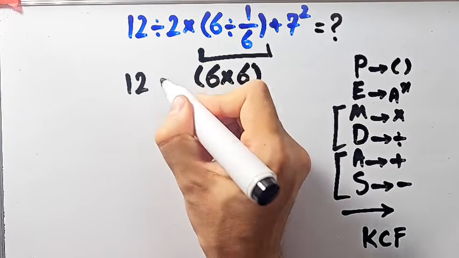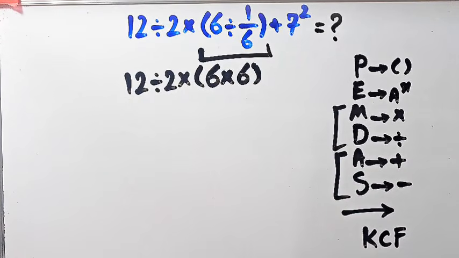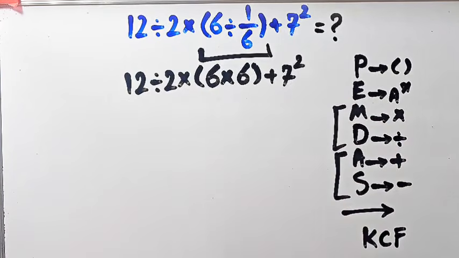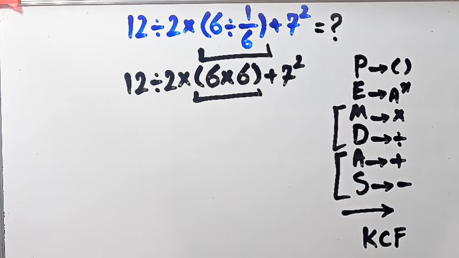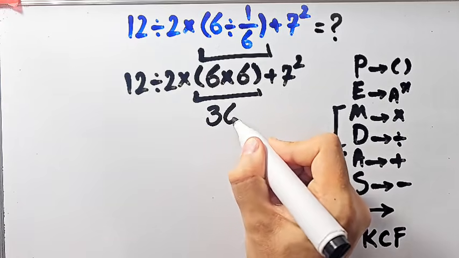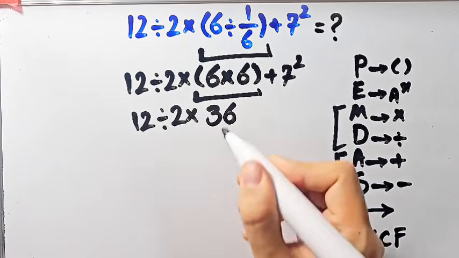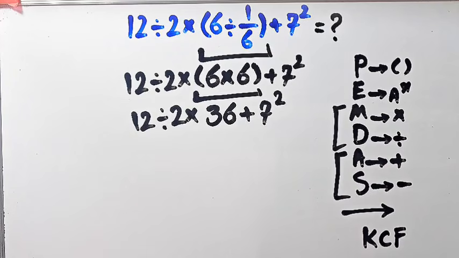The question is 12 divided by 2 times open parentheses, 6 times 6 close parentheses, then plus 7 to the power of 2. We have division, multiplication, parentheses, addition, and exponent. In this step we simplify this parentheses. 6 times 6 equals 36. Now we have 12 divided by 2 times 36, then plus 7 to the power of 2. Now we have division, multiplication, addition, and exponent.